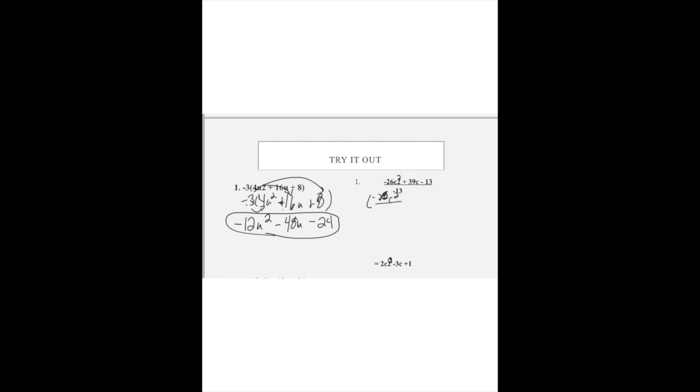-26c squared all over -13, plus 39c over -13, minus 13 over -13.